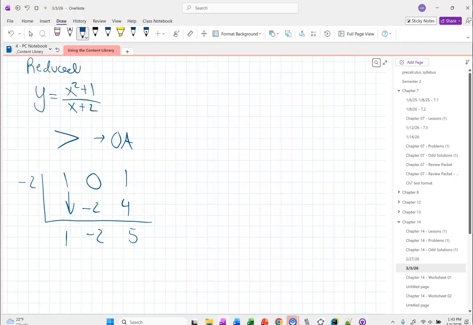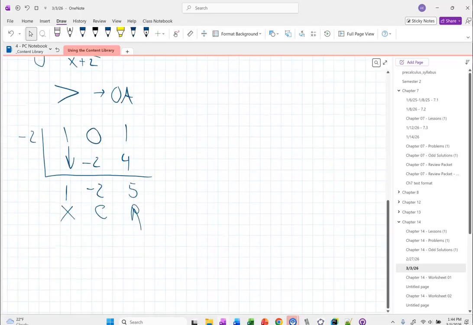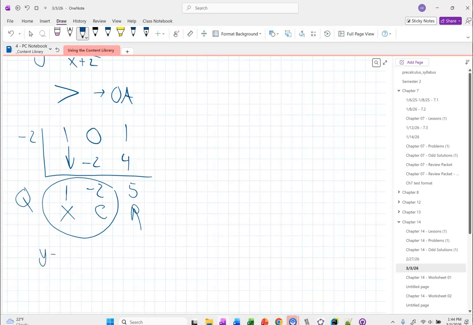Everybody good with division? Real fast, right? Okay, so remember, starting at the far right, we have remainder, constant term, x coefficient. This part is my quotient, so my other asymptote is y equals 1x minus 2.